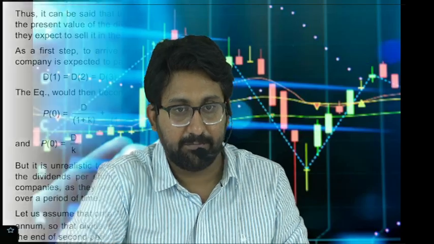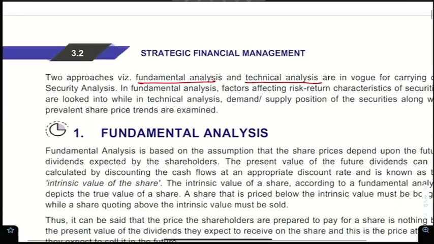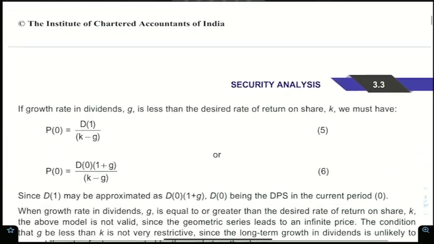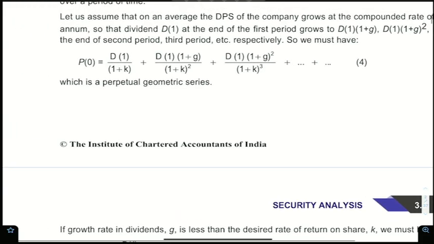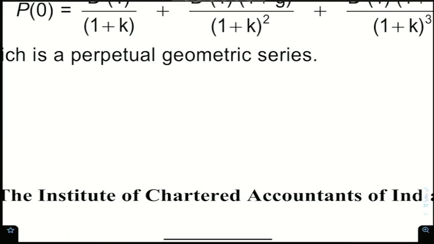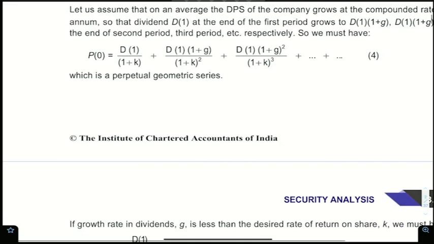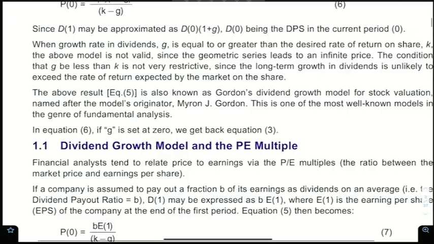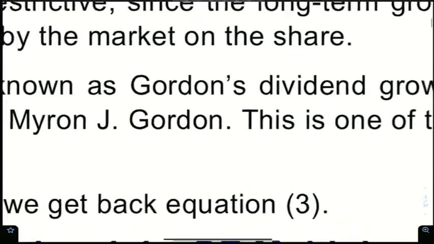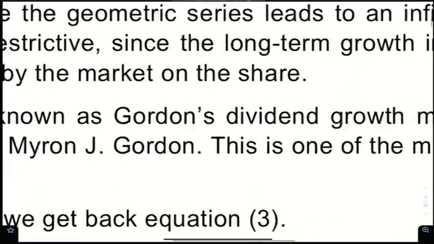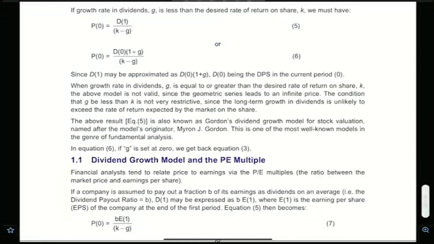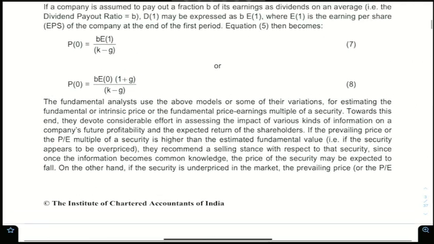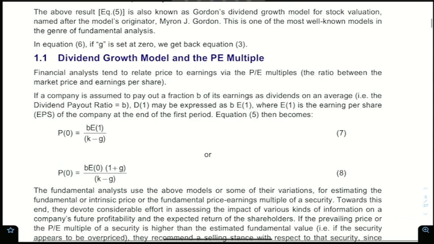If you observe the institute study material, they have given the derivation, how it came. Clearly it says a perpetual geometric series, also called a geometric progression, perpetual. So D1 by KE minus G, how the formula is derived. The dividend growth model, also called Gordon's dividend model, has a growth here. Dividend growth model and PE multiple, all these things we are going to learn now. So let us try to understand the model and its analysis.